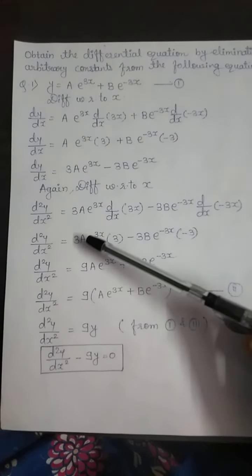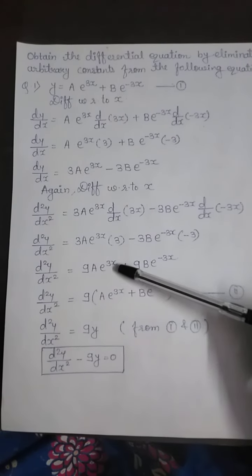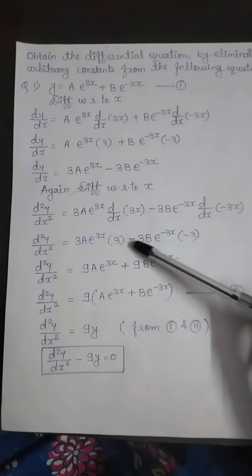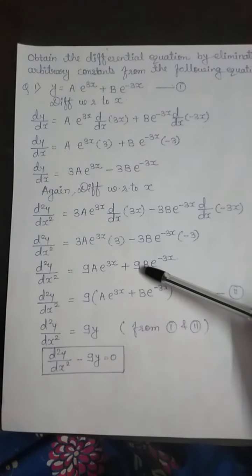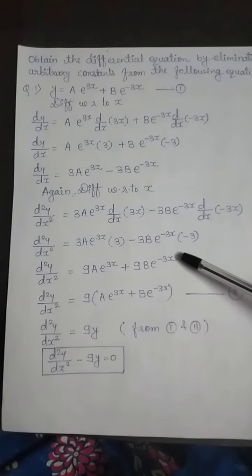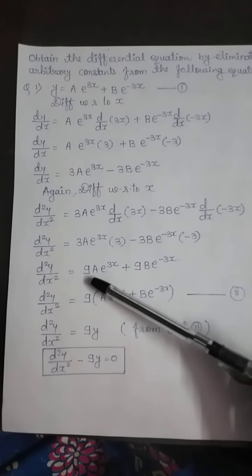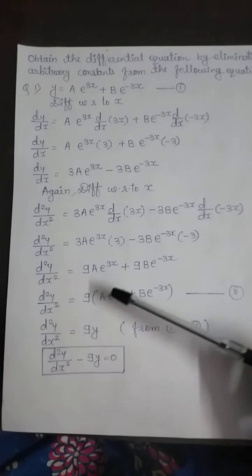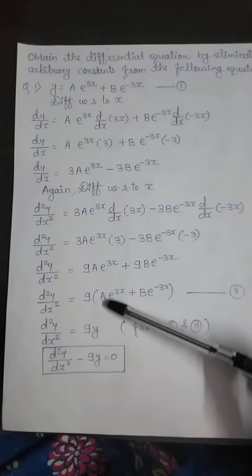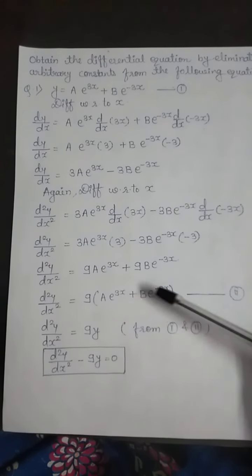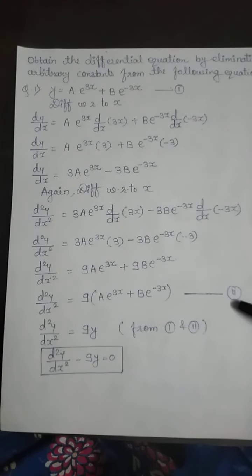So multiplying this 3 into 3 gives 9a e raised to 3x. Here also minus 3 into minus 3, that is plus 9, so plus 9b e raised to minus 3x. Here since 9 is common in both the terms, we can take 9 common, and in the bracket we will get a e raised to 3x plus b e raised to minus 3x, and we call this equation number 2.